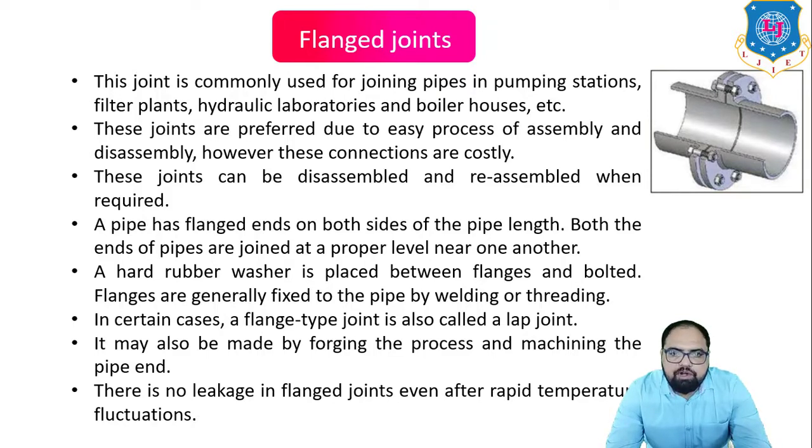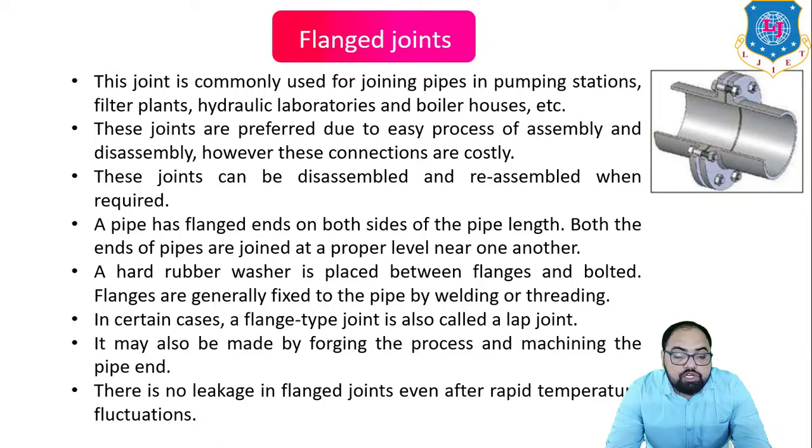These joints are preferred due to the easy process of assembly and disassembly. However, these connections are very costly. This joint can be disassembled and reassembled when required. A pipe has a flange end on both sides of the pipe length. Both ends of the pipes are joined at a proper level near one another.